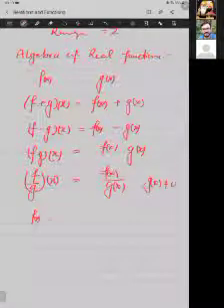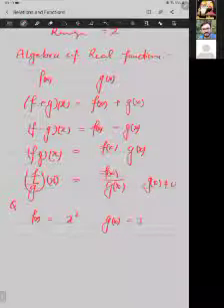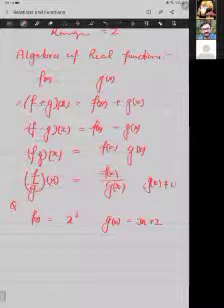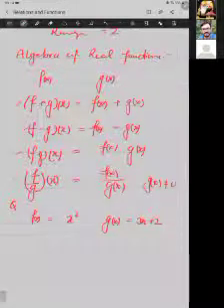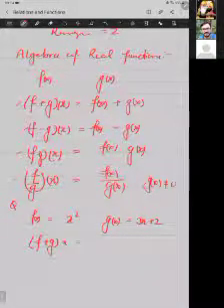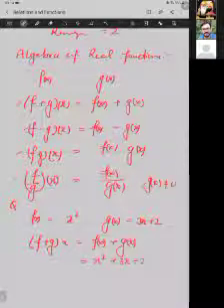fx is given as x square and gx is given as 3x plus 2. So in this case, these four things we are going to calculate. So let us calculate these four things. The first is f plus g x. It will be fx plus gx. fx means x square plus 3x plus 2 will be the answer.